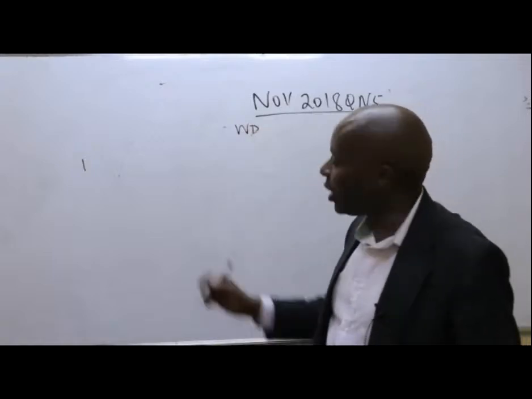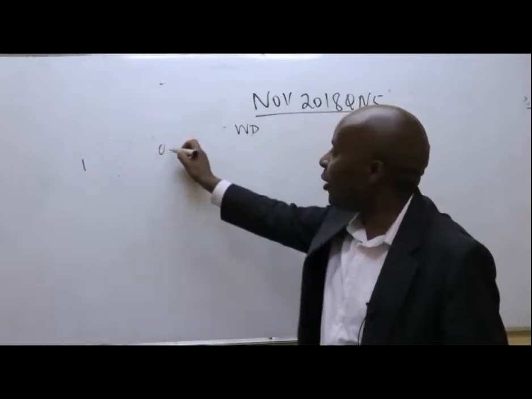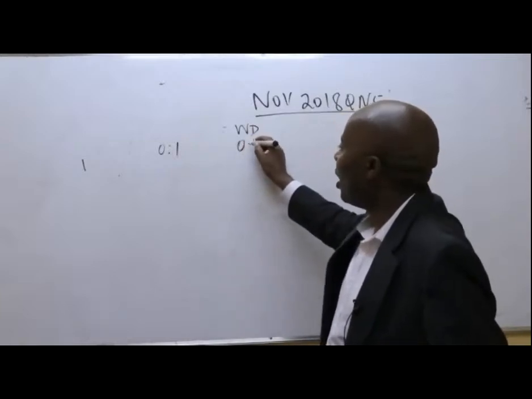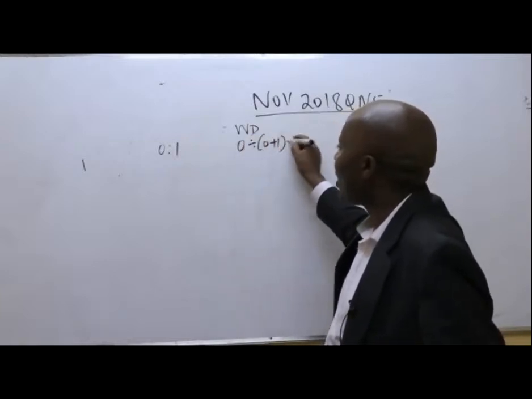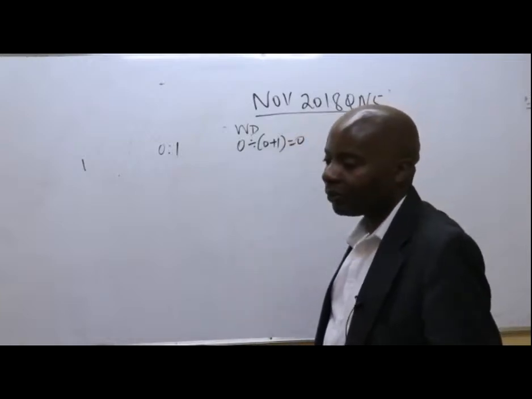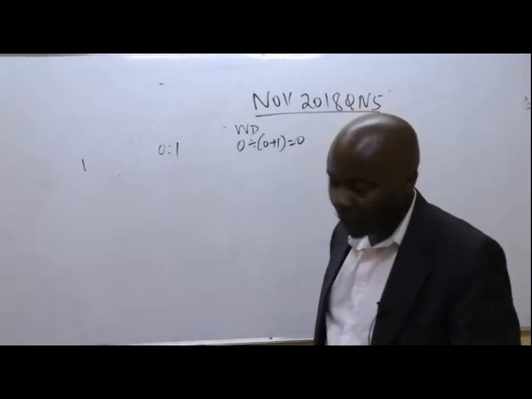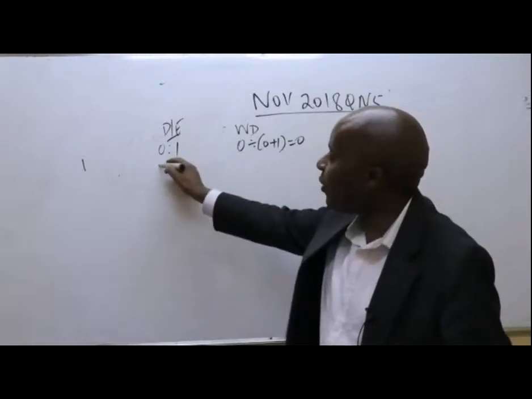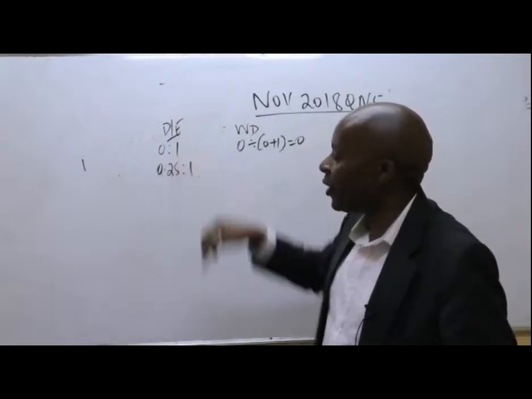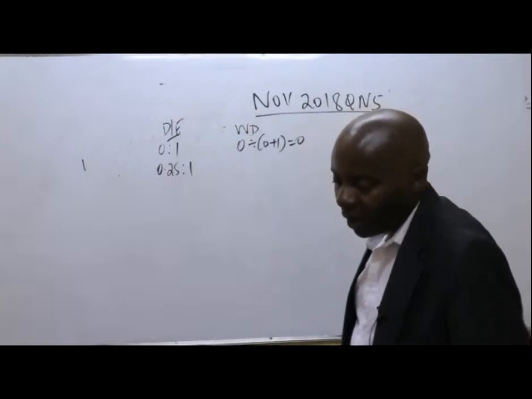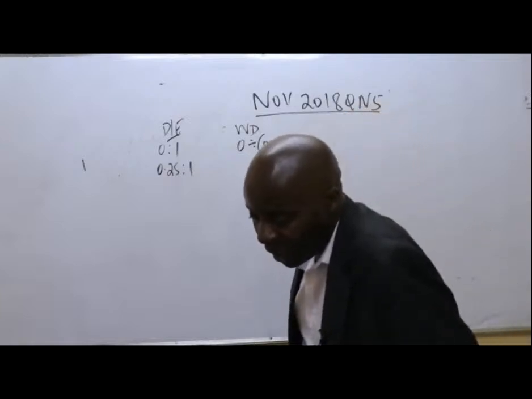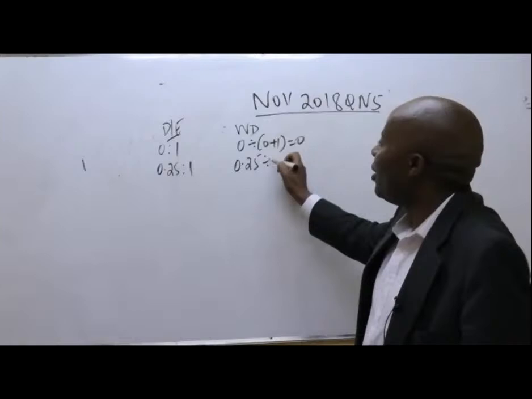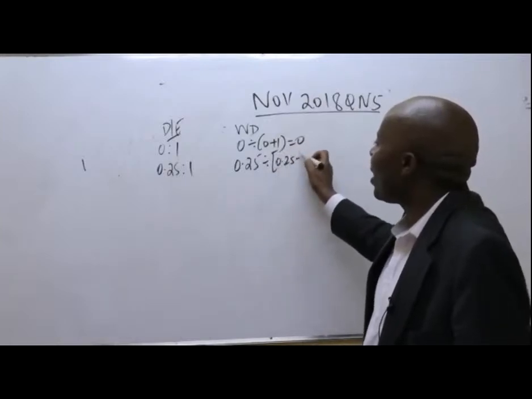When you give me the equity ratio, for example, debt to equity, 0, I know it says 0 is to 1. And therefore, the first one will be 0 divided by 0 plus 1, which of course will give us 0. The second one, I can see the debt to equity is 0.25. So I'll say 0.25 is to 1. And once I'm here, ladies and gentlemen, I will say 0.25 divided by 0.25 plus 1.